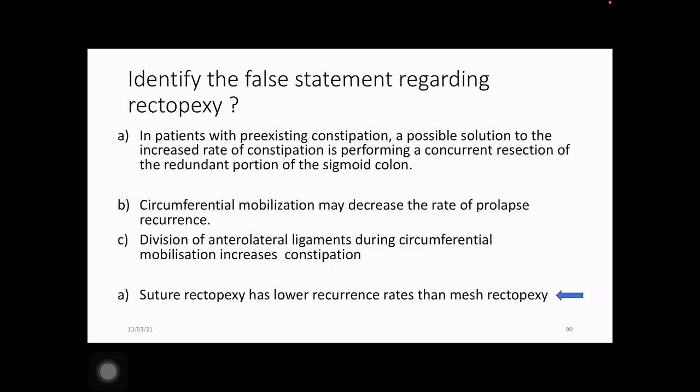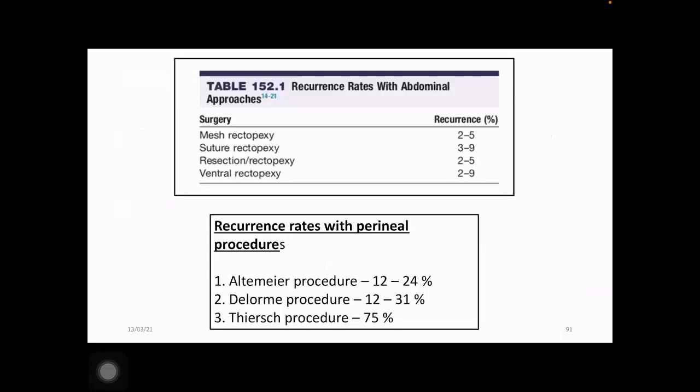So that is a false statement. The mesh rectopexy always has the lower recurrence rate. Right, so this is the recurrence rate. When compared to abdominal procedures, perineal procedures have a high recurrence rate. And of the perineal procedures, the Thiersch procedure, which is done for elderly, moribund, bedridden patients, has the highest recurrence rate. And among them, mesh rectopexy fares well in terms of recurrence.